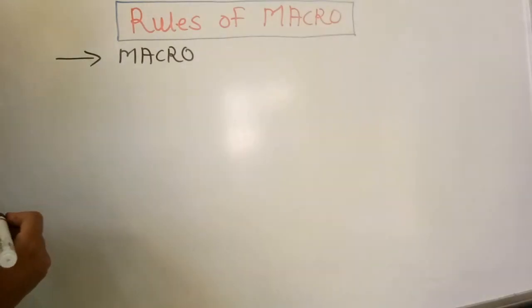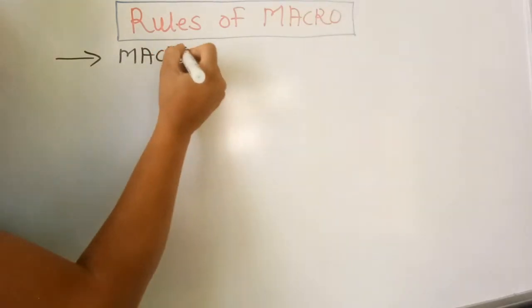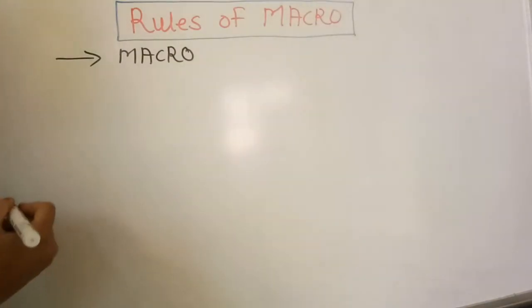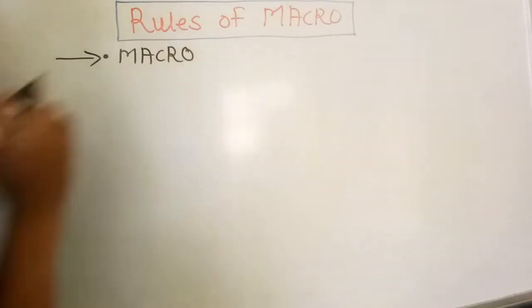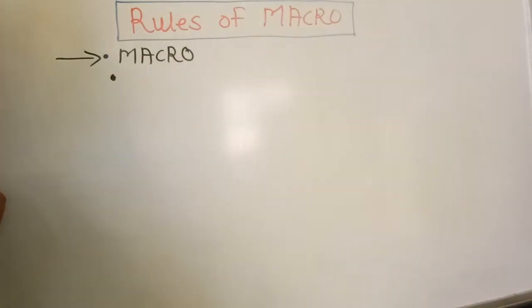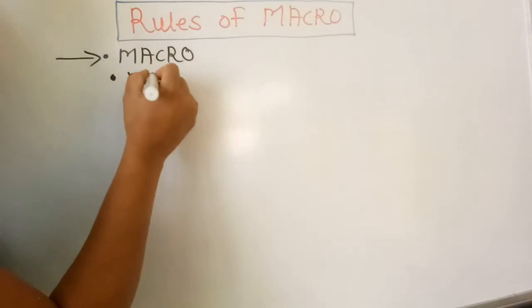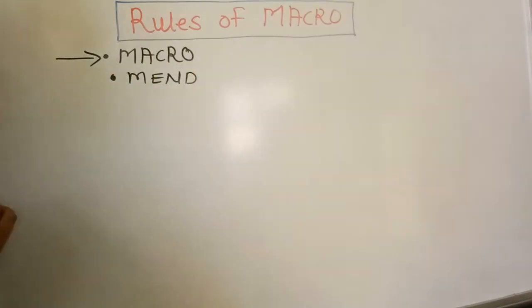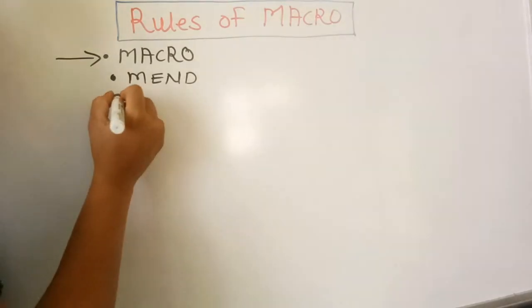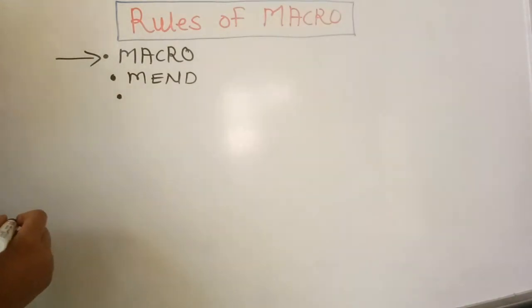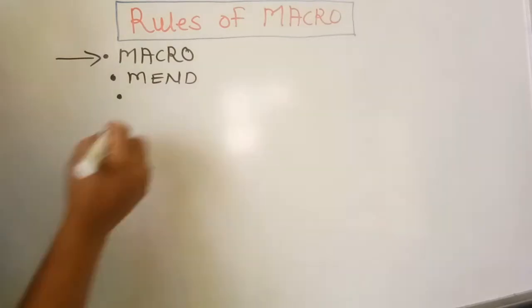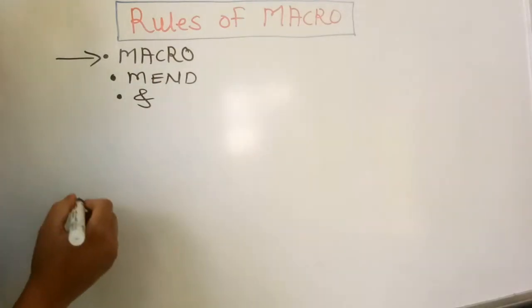Rather, I am giving you the key points of writing macro programming. First is the start of the macro definition, which will always begin with the keyword MACRO. Next, every macro definition ends with the MEND statement. Third, every formal argument is preceded with the ampersand sign. We have seen that for declaring any formal parameters, you have to use the ampersand sign before them.